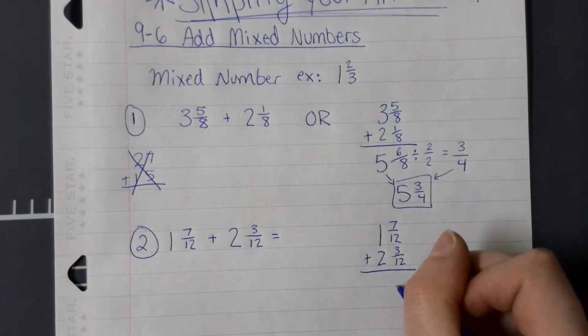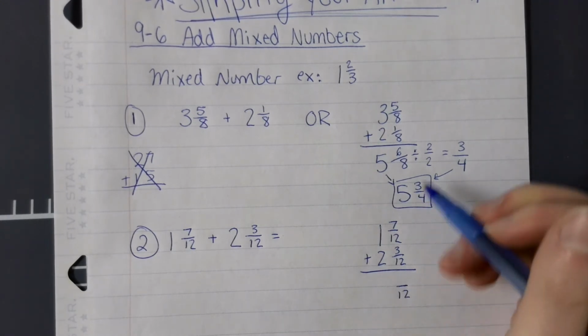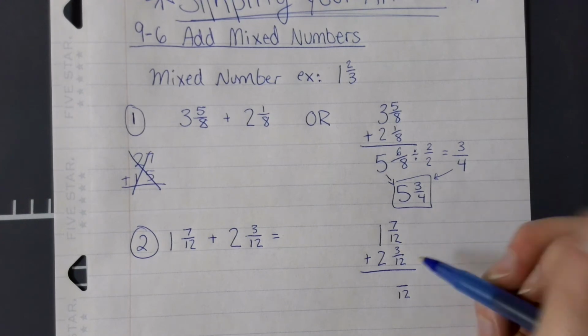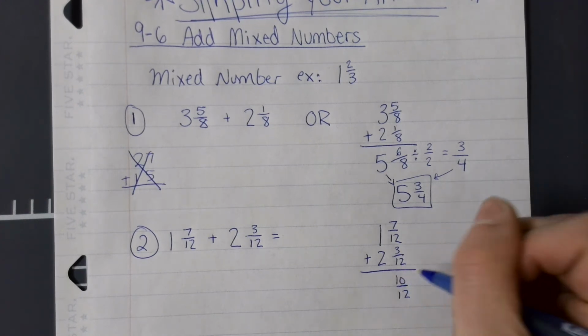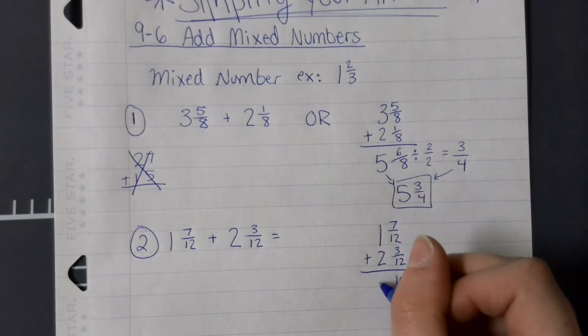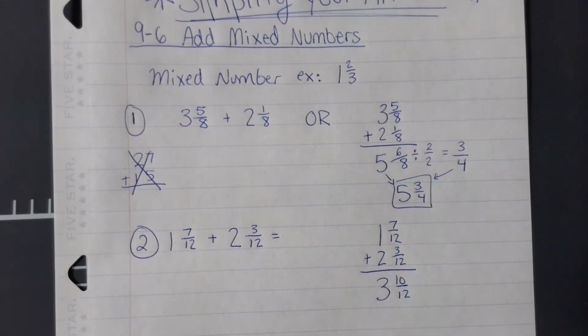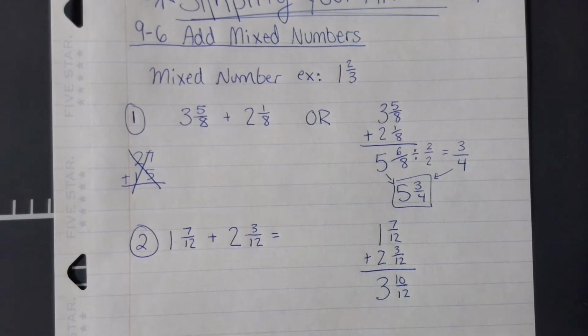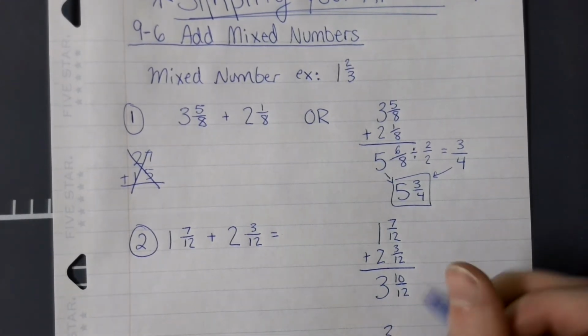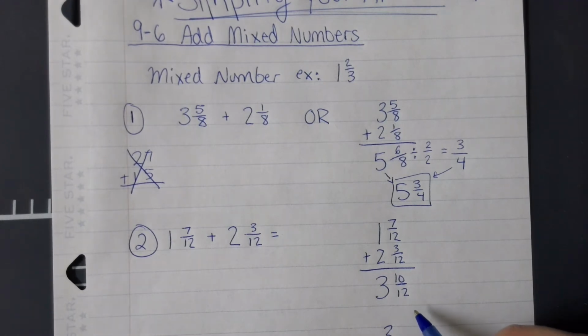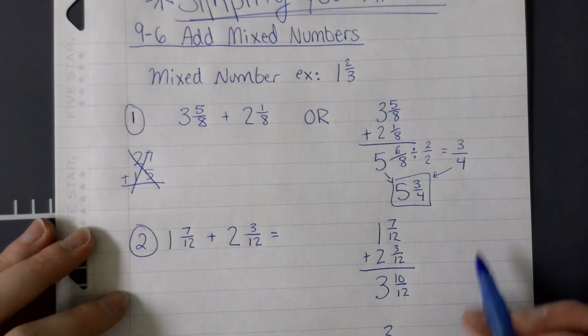Okay, so I know I'm going to keep my denominator of 12, so add the top. 7 plus 3, or add the numerator, I should say, right? 7 plus 3 is 10. 2 plus 1, or 1 plus 2 is 3. And so now I need to check. Can I simplify my answer? Well, I know I'm going to keep 3. But 10/12, I know those are both even numbers. And anytime they're both even, I know I can divide by at least 2.